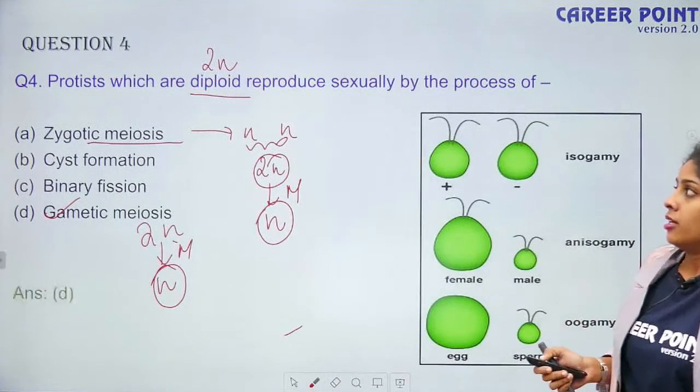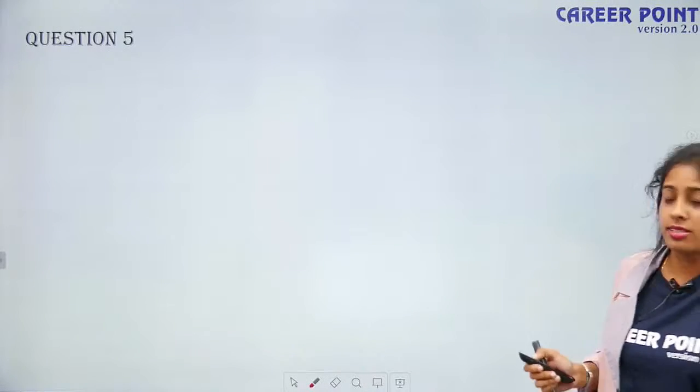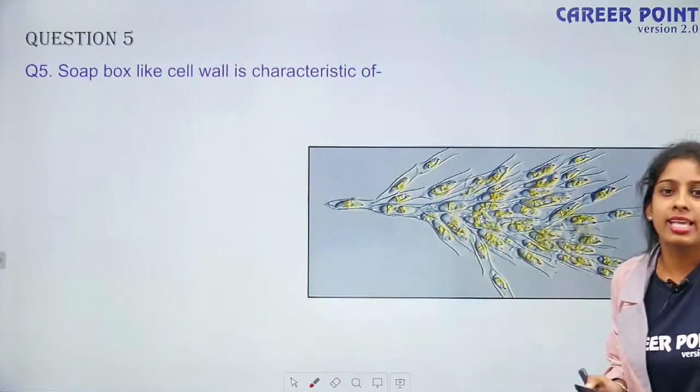Okay? So the answer is D. So I have one more question. I guess this is the last question. That is question 5. Soapbox-like cell wall is characteristic of.